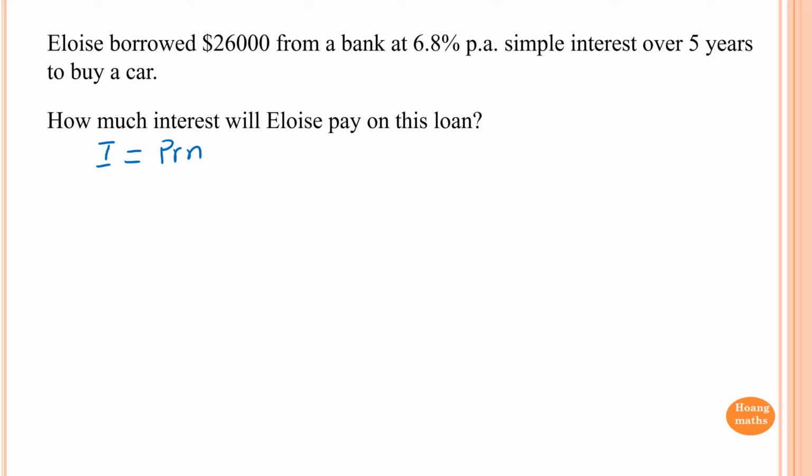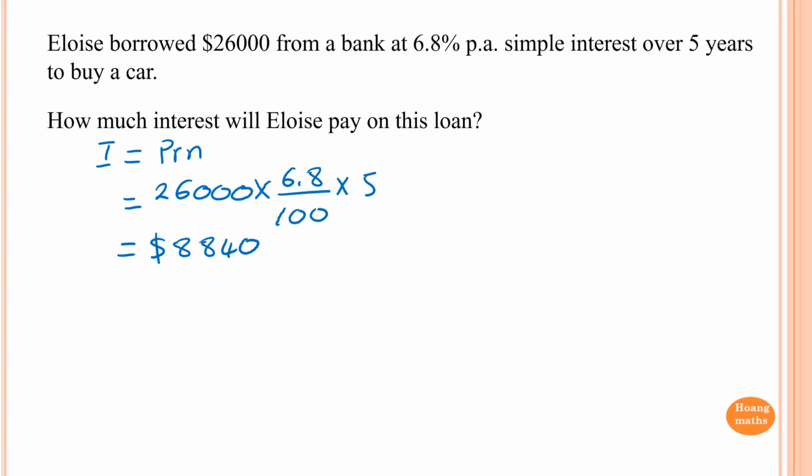So P is the amount of money that she borrowed, which is $26,000. All right, and then at 6.8%, 6.8 per 100, and then because she's going to pay it off over 5 years, you just times by 5. Okay, that's all. So put that in the calculator. I get $8,840. Okay, that's the interest that she has to pay on top of $26,000.